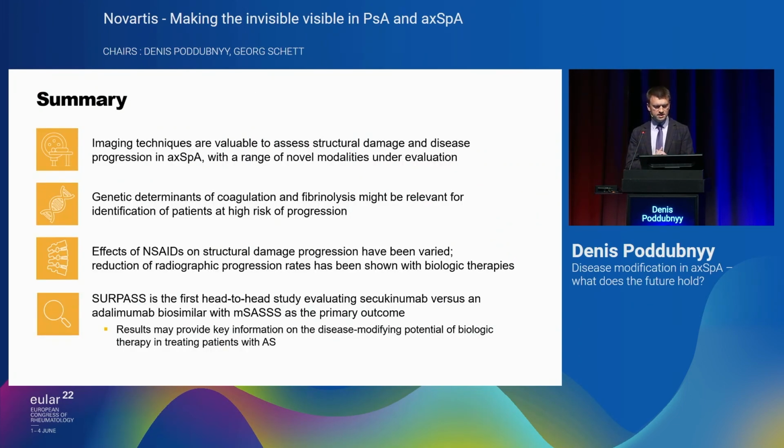So I summarize here, imaging techniques are important to assess structural damage and disease progression in axial spondyloarthritis, with a range of novel modalities under evaluation. There are some genetic determinants which might affect the prediction of structural damage progression in patients with axial spondyloarthritis. Effect of NSAIDs on structural damage progression is quite variable in different studies, and we expect this year the results of the SURPASS study, where we will see whether immediate inhibition of structural damage progression would also be possible.